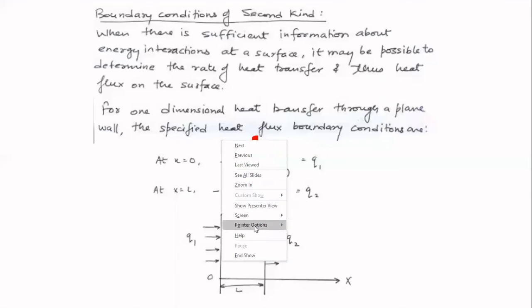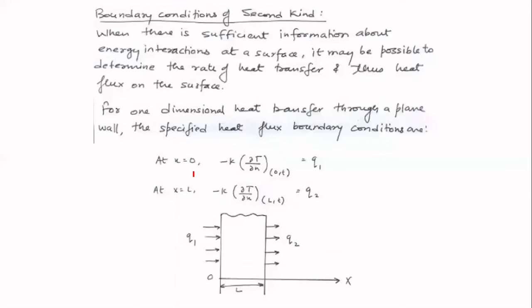We are being very general. So in this case, we are writing the boundary condition as at x is equal to 0, rate of conduction is equal to Q1. At x is equal to L, rate of conduction per unit area is equal to Q2. So whenever information is given about the rate of heat transfer, the boundary condition will be called a boundary condition of second kind.